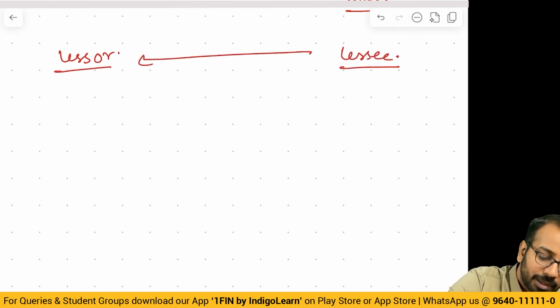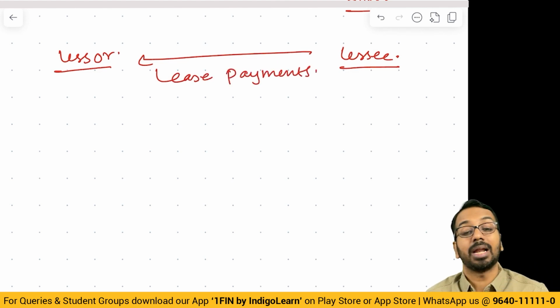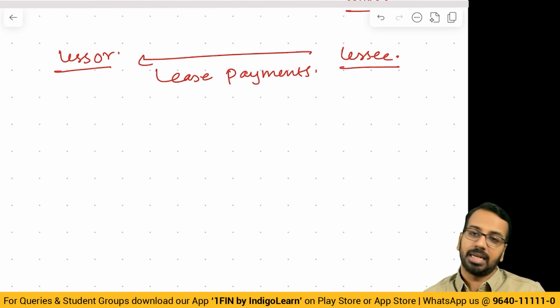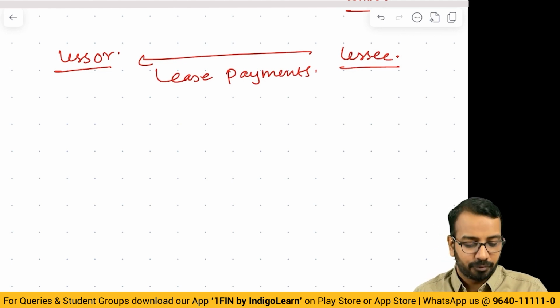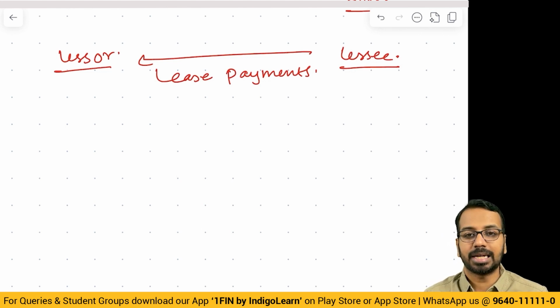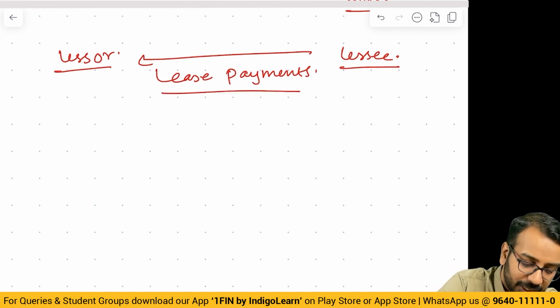What does the lessee make? The lessee makes something called lease payments to the lessor. Right now, there are a few terms we need to understand. Of course, we'll look at the definition as per the text, but we need to understand before we move ahead in the chapter. Now, when I make the payments, say for example, I have taken a vehicle on lease.